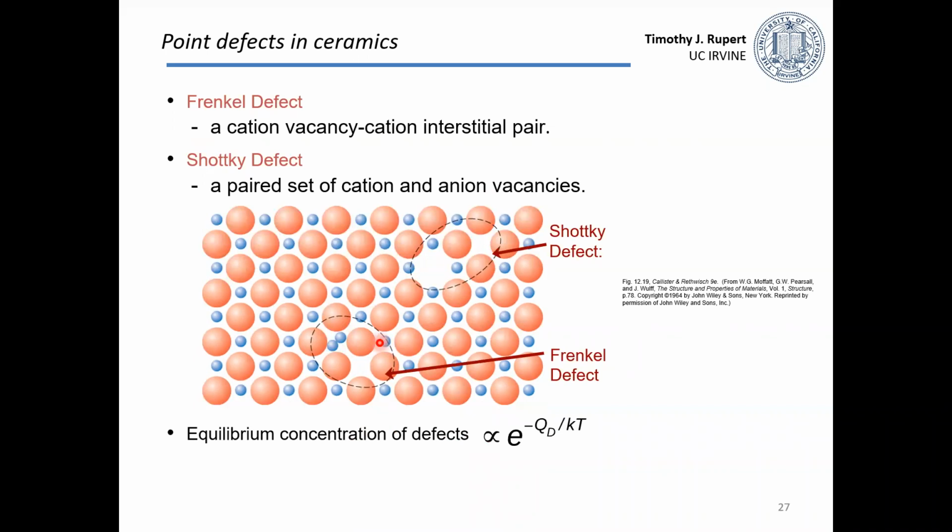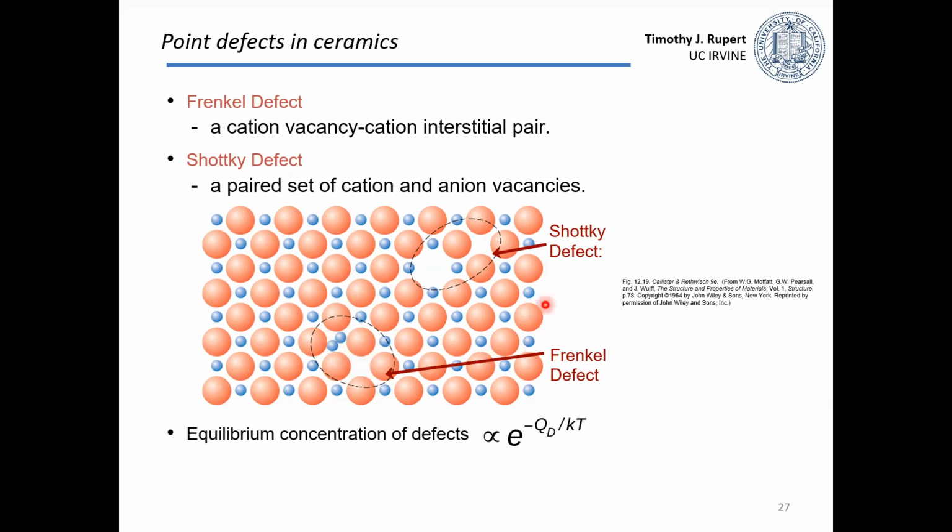So we often think of defects in ceramics, because we have to balance the charge, as pairs. So the first type I want to introduce is what's called a Frenkel defect. So this is a cation vacancy and a cation interstitial pair. So you can think of this as this cation, which was here, has moved into an interstitial site. Okay? So on net, I still have the right number of anions and cations in my material. My charge is 0. That's all good. The cation has just moved, okay? And because of that movement, it creates two defects, a vacancy and an interstitial.